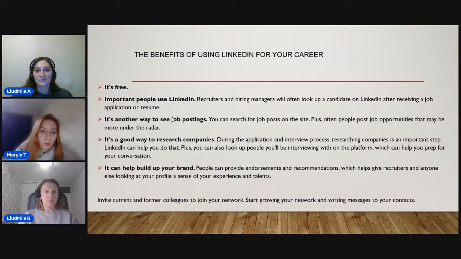Let's move on. Of course, as I mentioned, it's one more opportunity for you to find job posts. Also, you can research companies in this area. So, for example, if you want to find more actual information about IT companies, it's a good place for this.